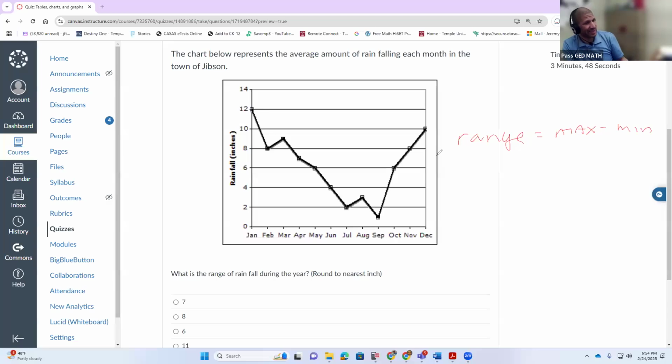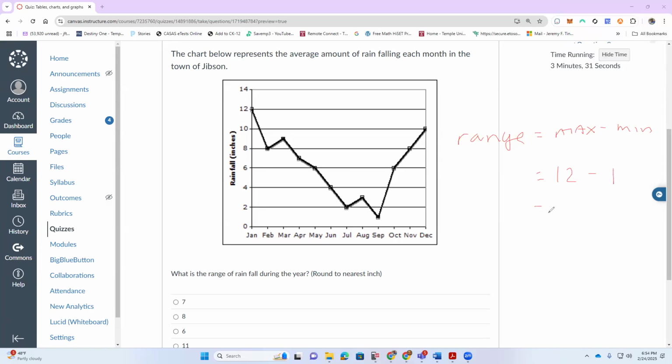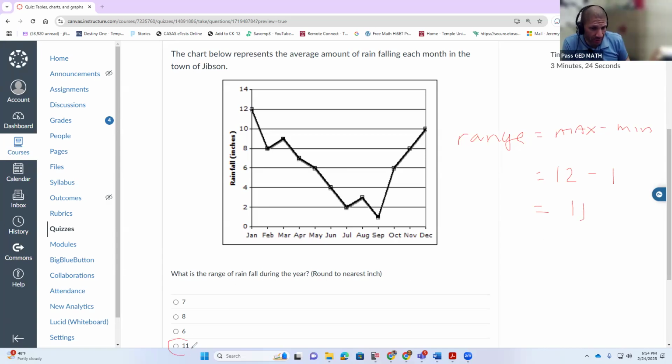So in this case, what will be the highest amount of rainfall according to this graph? 12. What's the lowest amount of rainfall according to this graph? 1. So 12 minus 1 is what? 11. So the range of rainfall during this year is 11 inches. Got me?